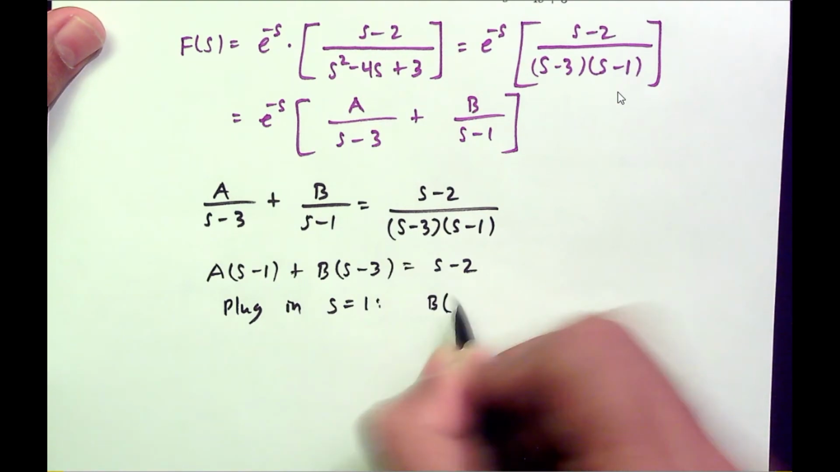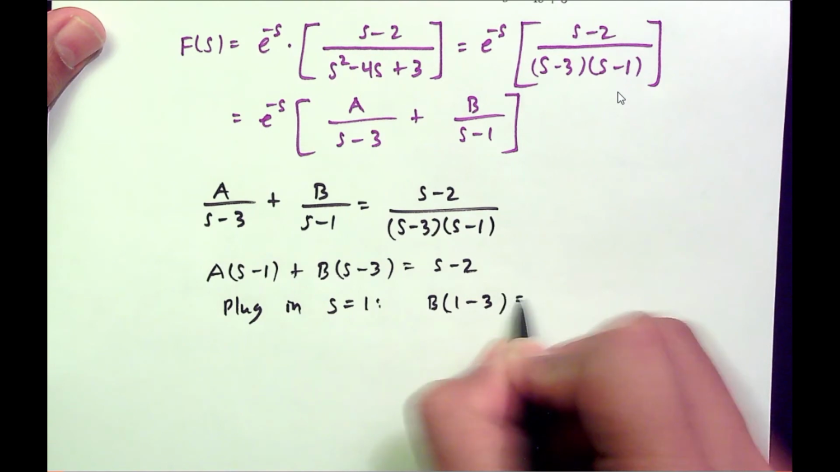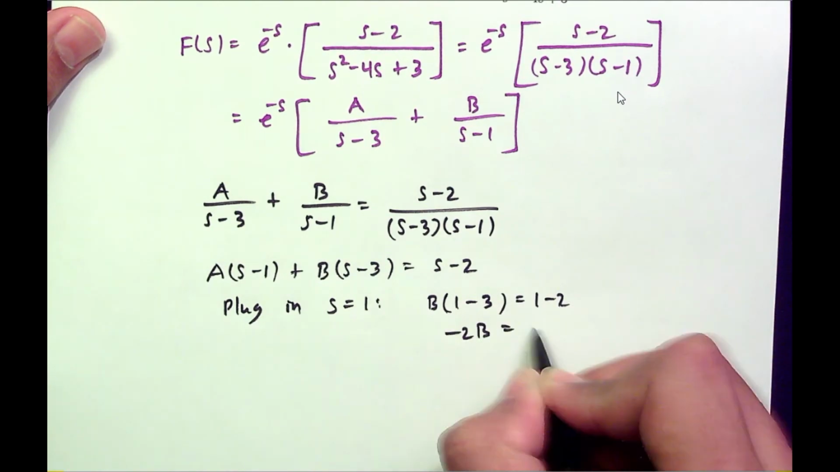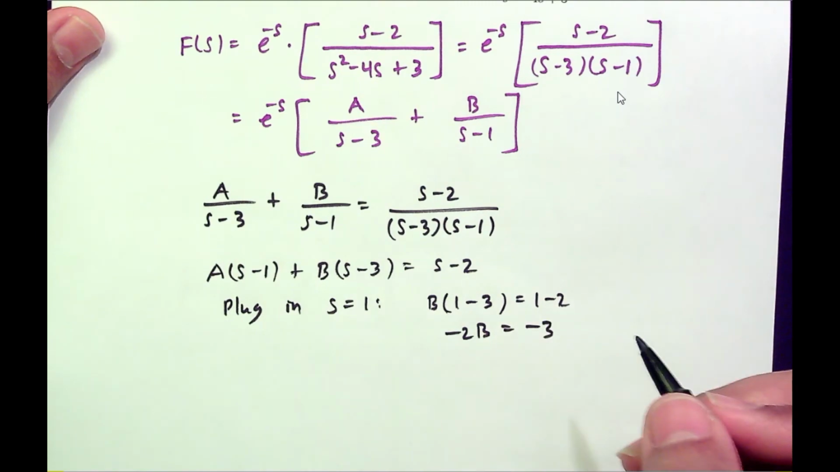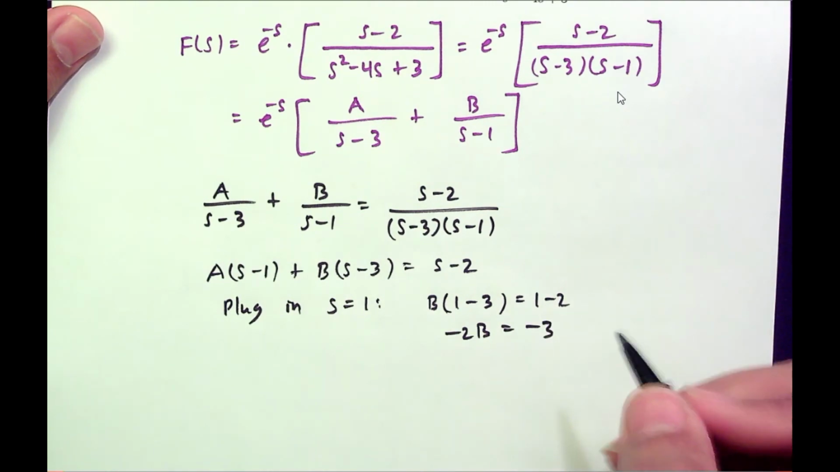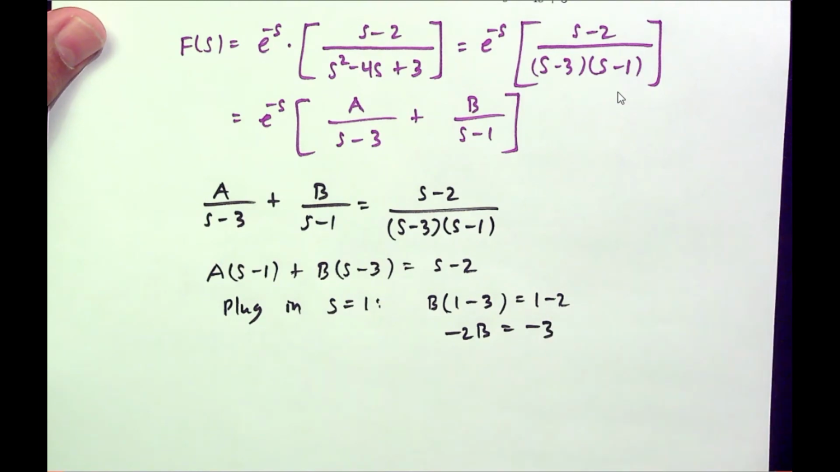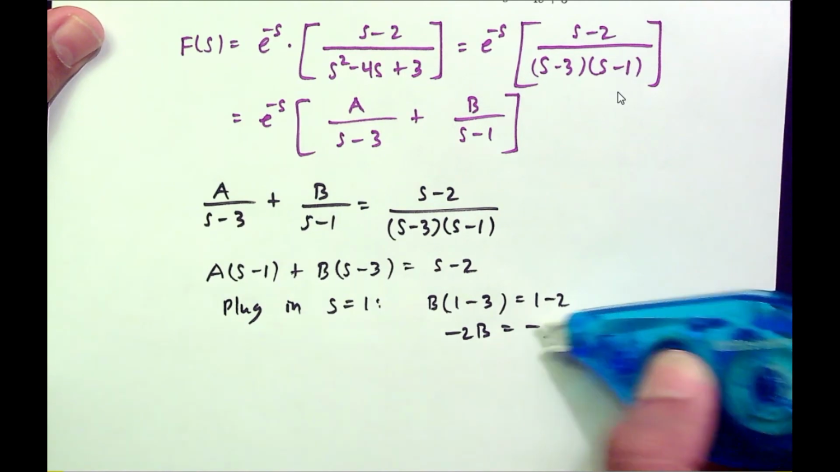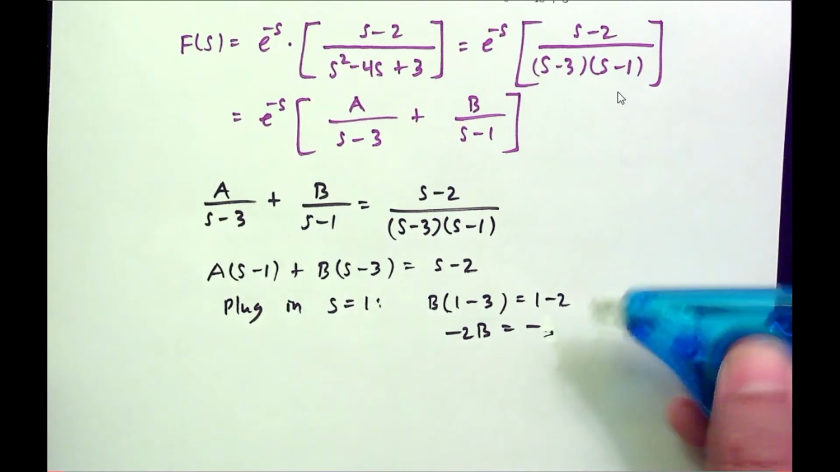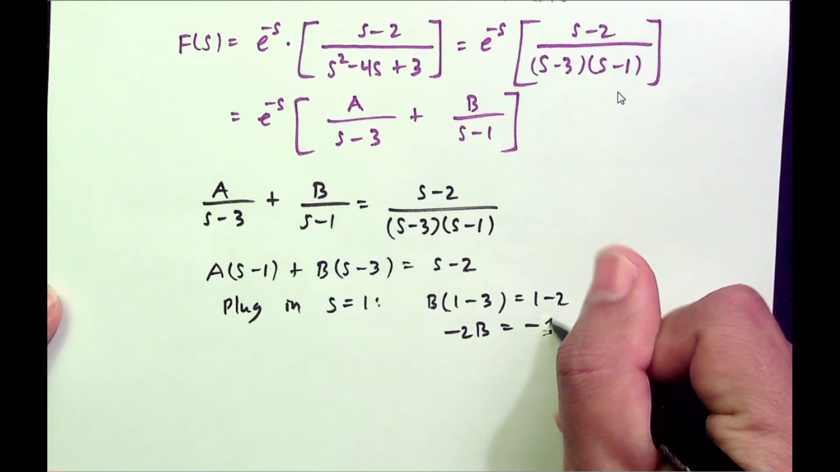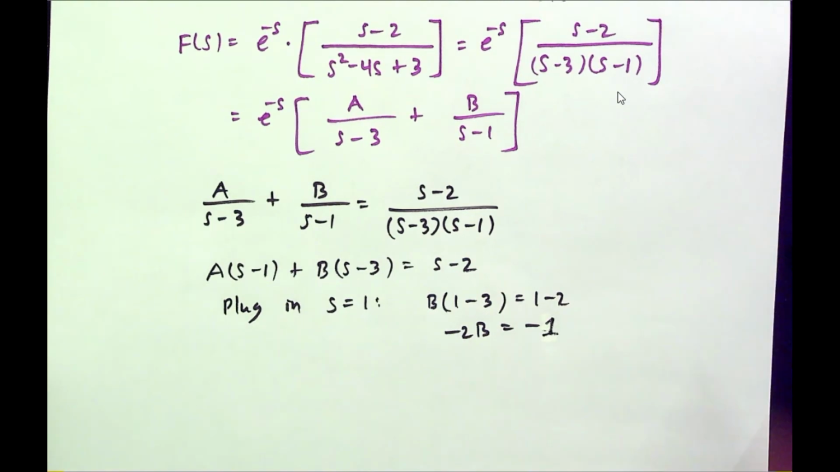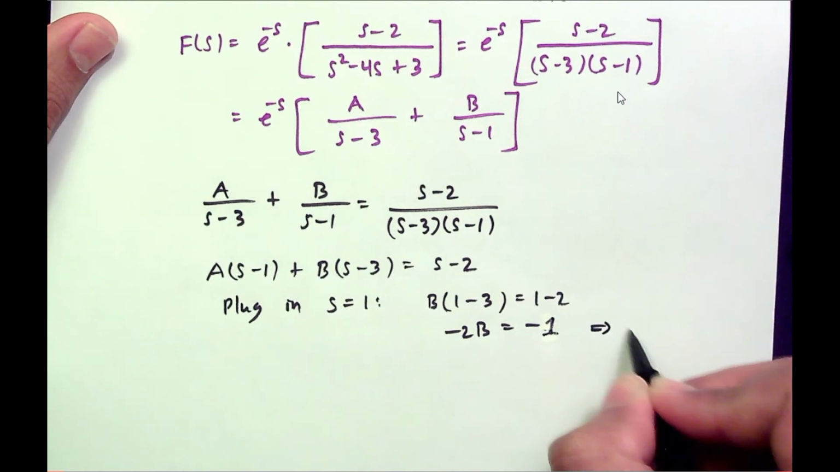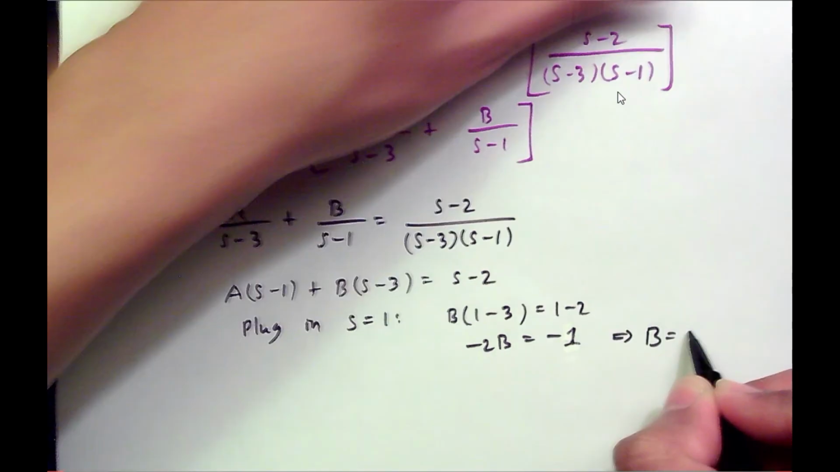Okay, so plug in 1, that's going to make that 0, and we're going to get b times 1 minus 3 equals 1 minus 2. So this means negative 2b equals negative 3. No, wait a minute. 1 minus 2 is not negative 3. That's negative 1. Okay, negative 1. And then dividing, we're going to get that b equals 1 half.